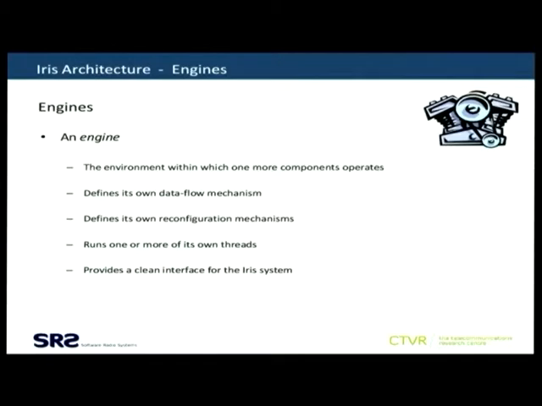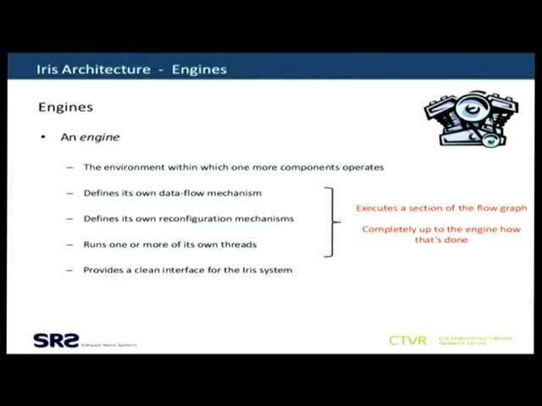I spoke a little bit earlier about engines, and what is an engine? An engine basically is an environment within which one or more components run, and it defines its own data flow mechanism, it defines its own reconfiguration mechanisms, it runs one or more of its own threads, and it just provides a clean interface to the Iris system to allow the Iris system to set it up and run it. Basically what this means is that it executes a section of the flow graph, but it's completely up to that engine how it does that, as long as it provides this clean interface.